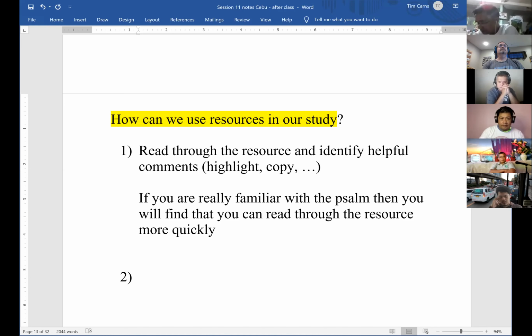Looking for resources is just like checking and balance of the text that we are studying. That's how you should see them, as a balance, maybe like an advisor, somebody that can support your view, or maybe they have a different view, and you'll need to be able to defend your interpretation sometimes.